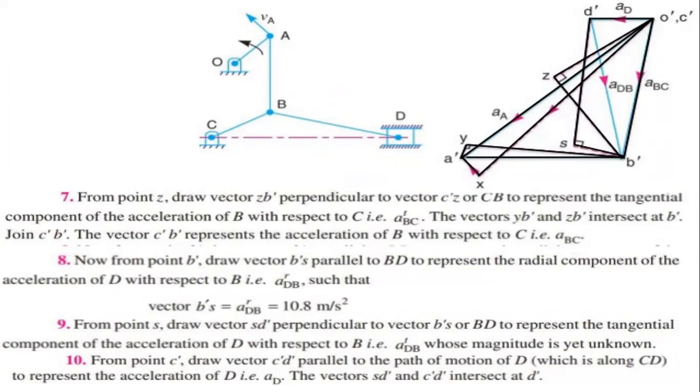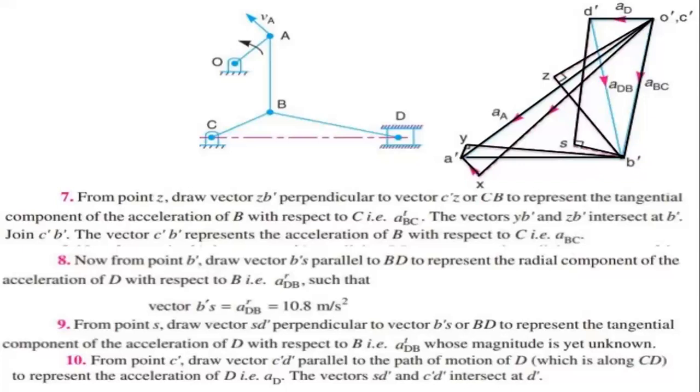Now from the point B dash, draw the vector B dash S, parallel to the BD line. So parallel to the BD line, we are drawing the B dash S line, which is the tangential component of the acceleration of D with respect to B.